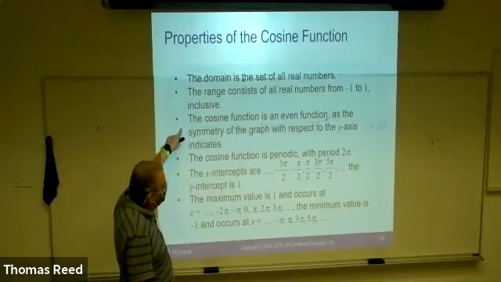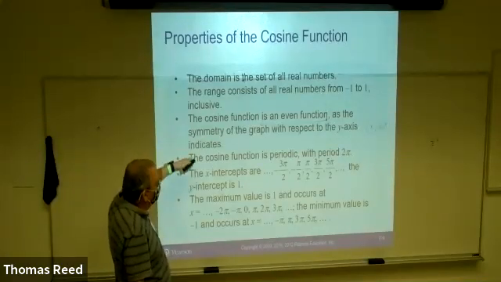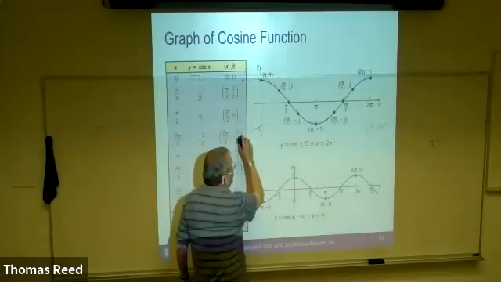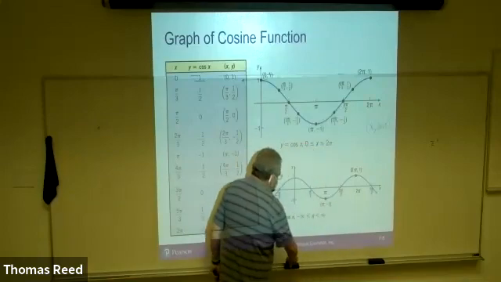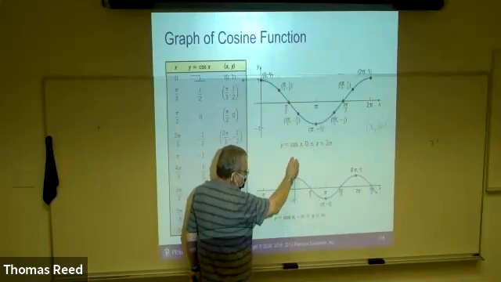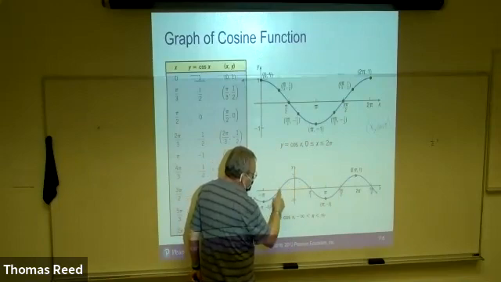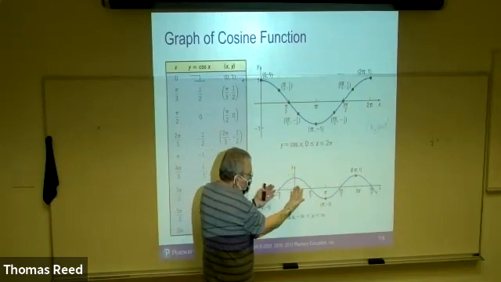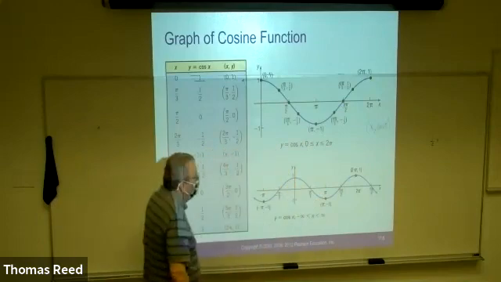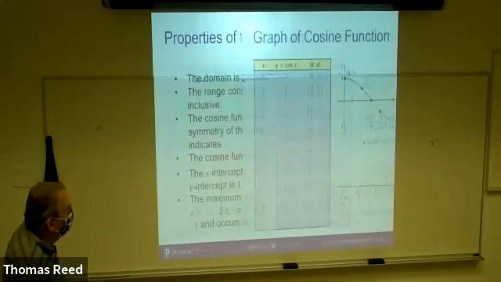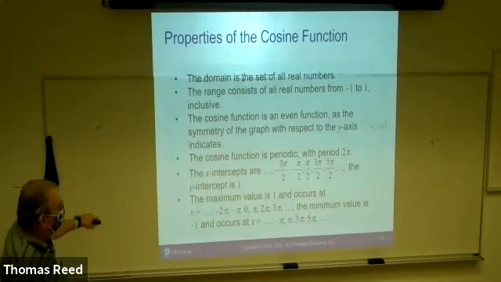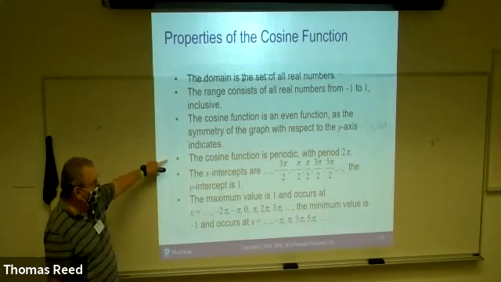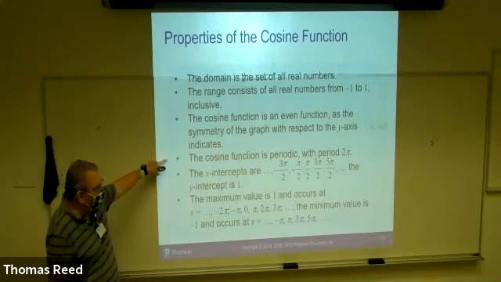And so it's an even function, so it's symmetric with respect to the y-axis. So if we look at the slide that they had previously, here's the y-axis. So these are mirror images. These are mirror images. So if I fold it this way, they'll line up quite perfectly. And that's what they talk about here. The cosine is periodic. It has the same period as sine.